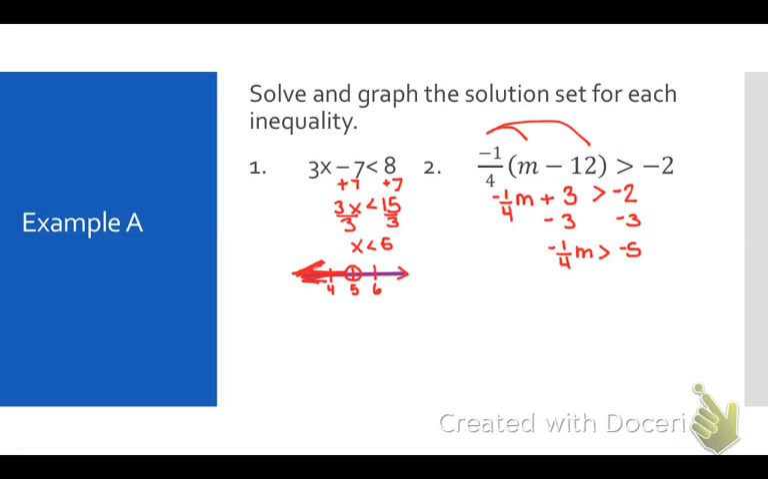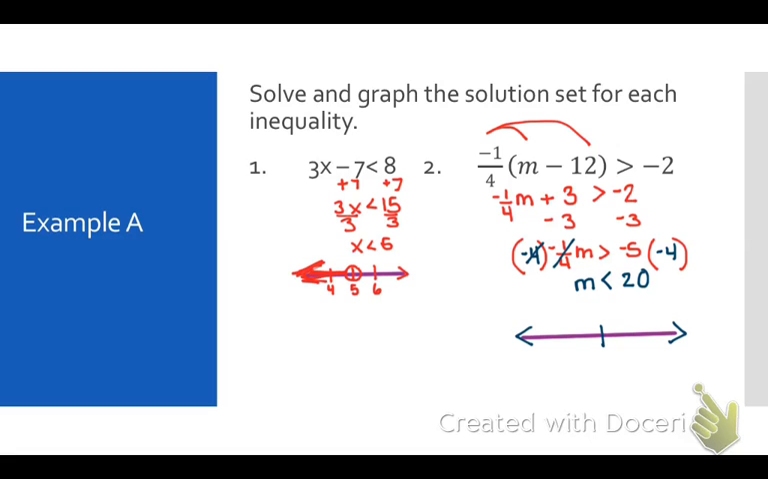To finish, this is held by multiplication, so I'm going to do the inverse, which is division, but I know that dividing by a fraction is the same as multiplying by its reciprocal, so I'm going to multiply both sides by negative 4. Negative 4 times negative 1/4 is positive 1 m. Negative 5 times negative 4 is positive 20. And this is a scenario where I must reverse the direction of the inequality symbol because I did divide by a negative. Okay, so I'm going to graph my solution.